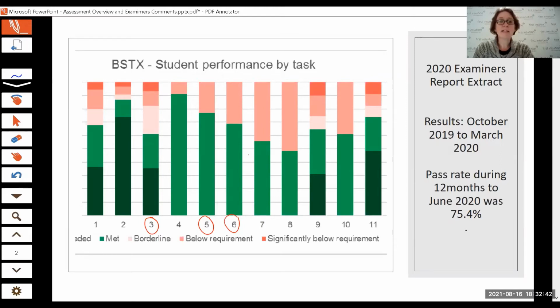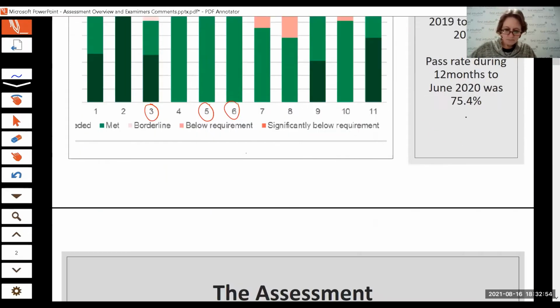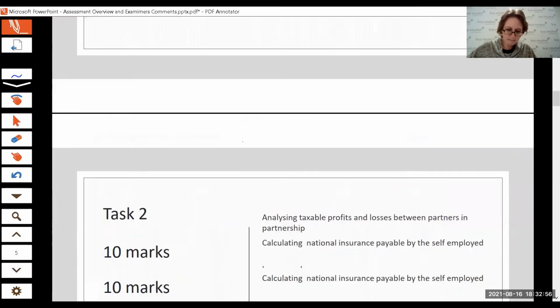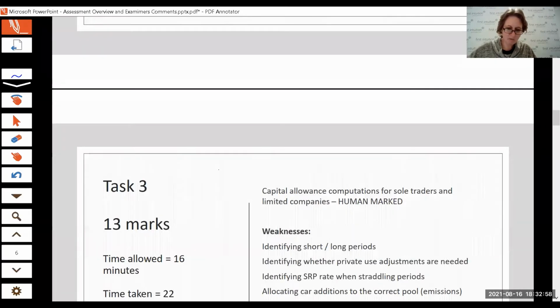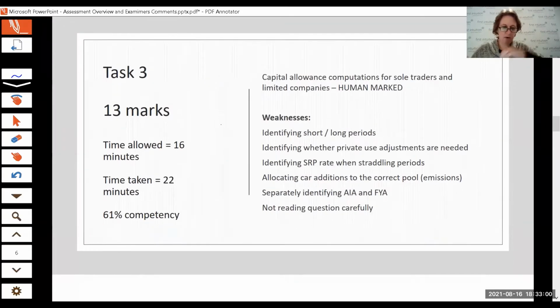As I said, this evening we'll focus on task 3, capital allowances. We'll have a look also at task number 5, and then we'll go in and have a look at task 6. Just going to skip through to a little bit of a chat around task 3 before we start to have a look at that one.